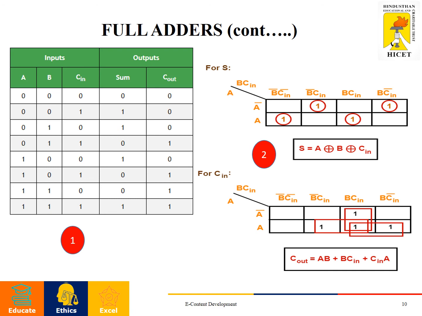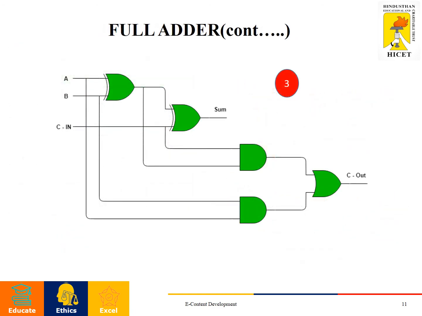Similarly for carry, from the K-map the expression is AB plus BC plus CA. And from this expression we can generate the logic diagram. And here also we need to incorporate both the sum and carry in a single diagram. This is the logic diagram for a full adder.